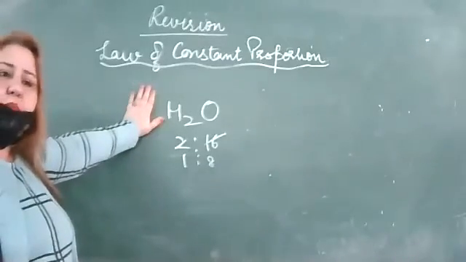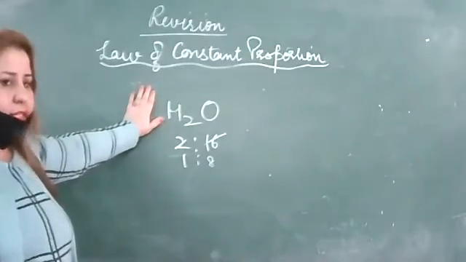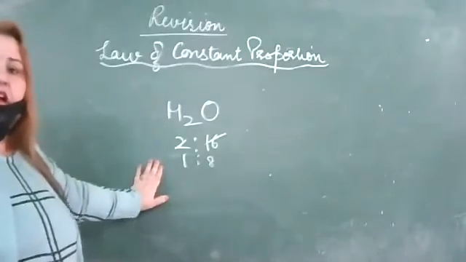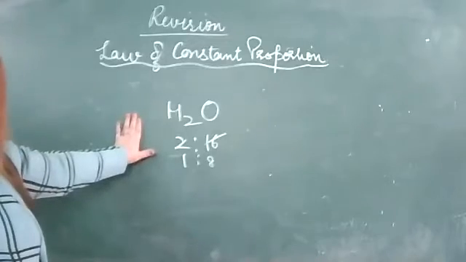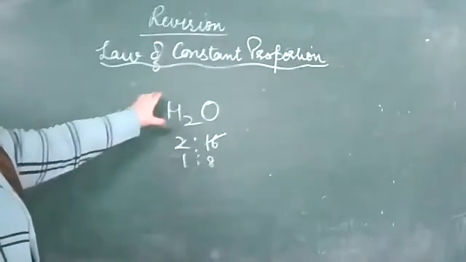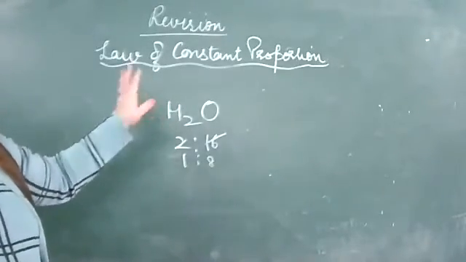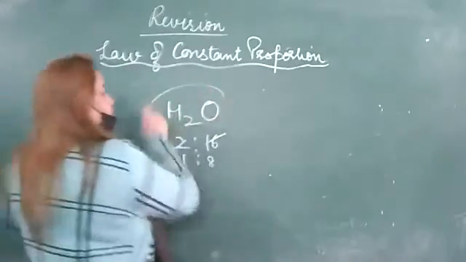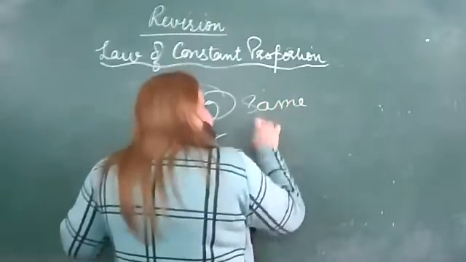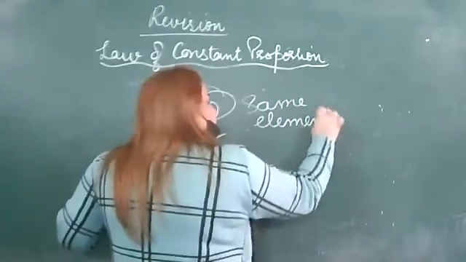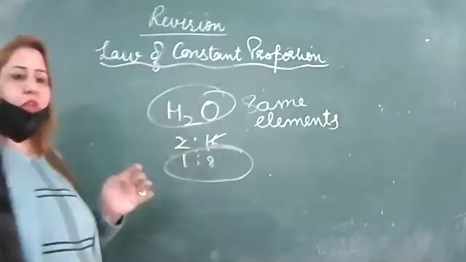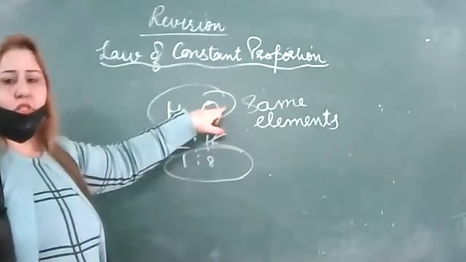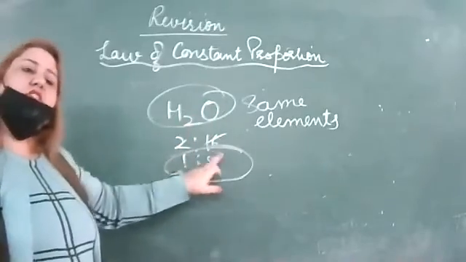The elements that make that compound have a fixed mass ratio also. Is this clear? Law of constant proportion, what does it indicate? That in a compound, the same elements are combined together in the same ratio. If we want to make water, then we have to take hydrogen and oxygen in the ratio 1:8.